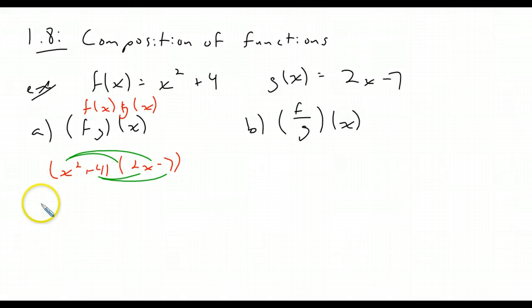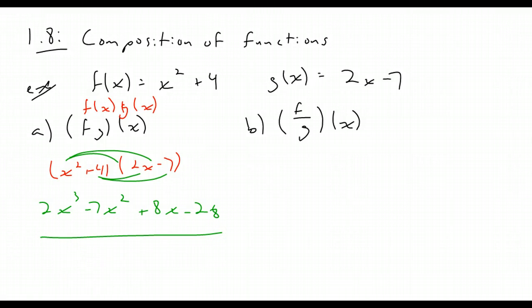So x squared times 2x is 2x cubed. X squared and 7 make negative 7x squared. 4 and 2x make plus 8x. And 4 and minus 7 is minus 28. No terms to combine, so that's actually just our answer right there.